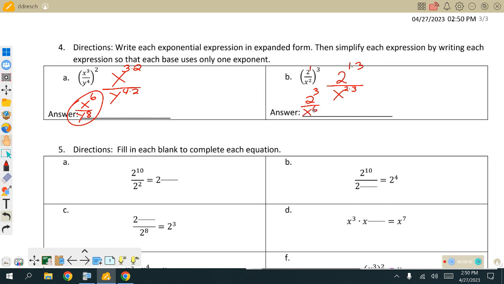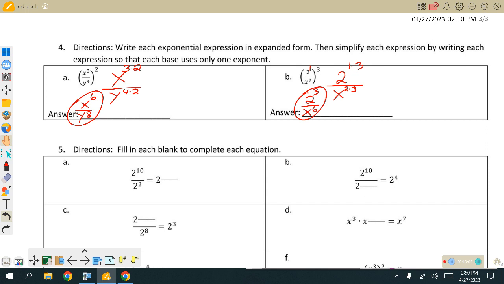And then lastly, that's it. Those bases are good to go. They're not the same, so I don't need to do anything more. And the exponents are positive, so there's nothing more you can do from that.